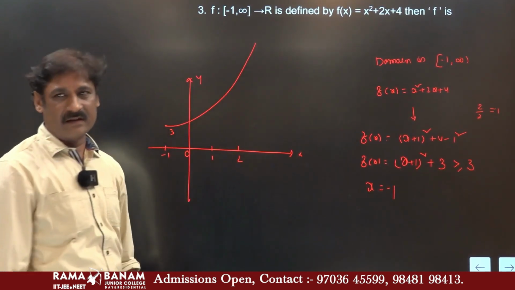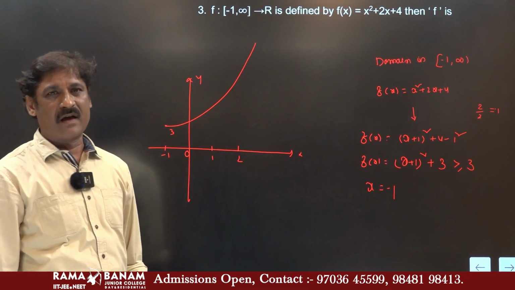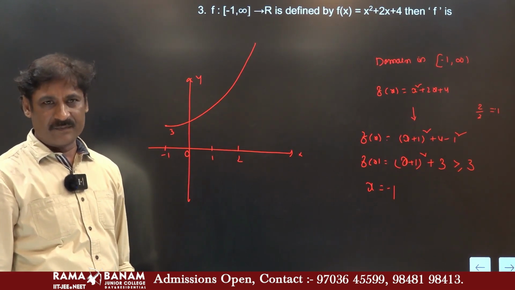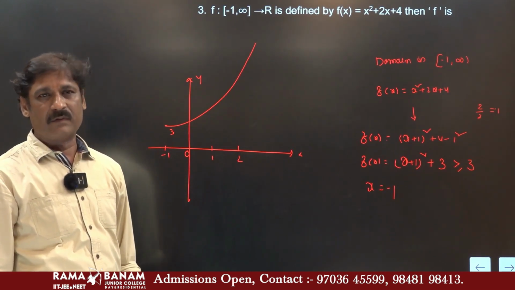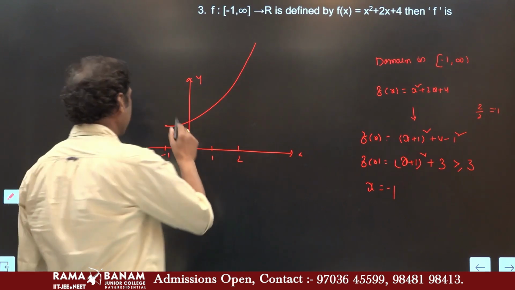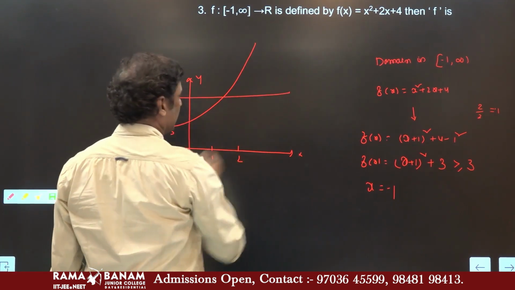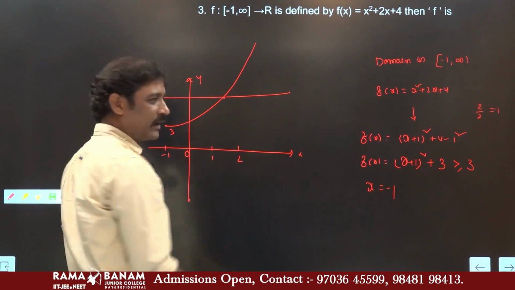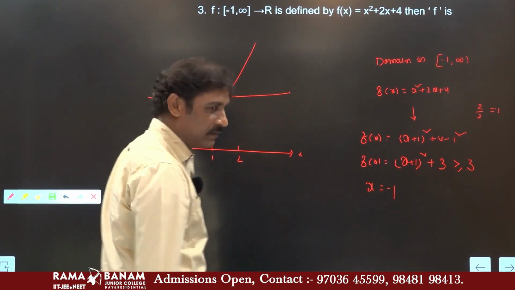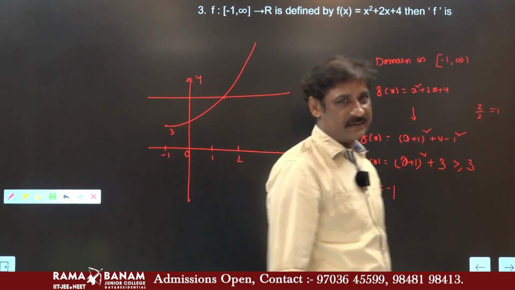Now we have to check whether it is one-one or not. As per the graph, there is a condition for a one-one function. Just you draw a horizontal line. If the horizontal line intersects the graph of the function only at one point, then we can say that it is a one-one function.